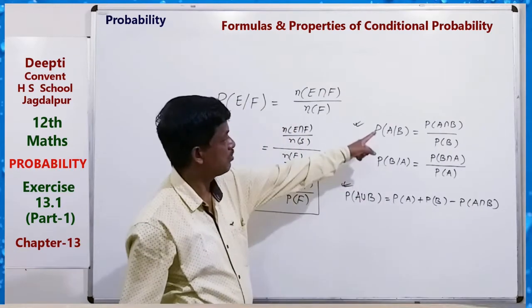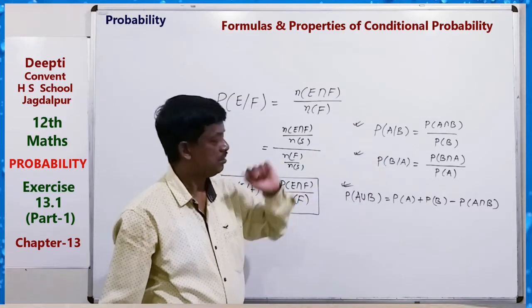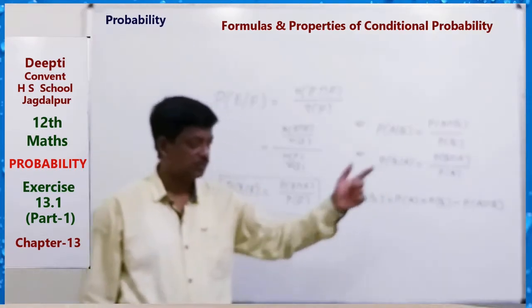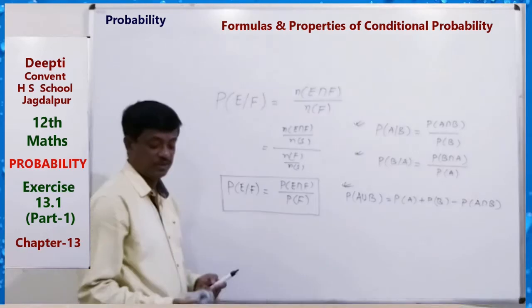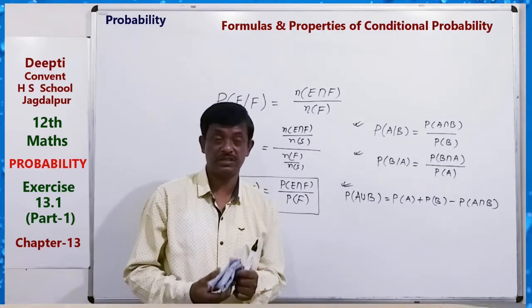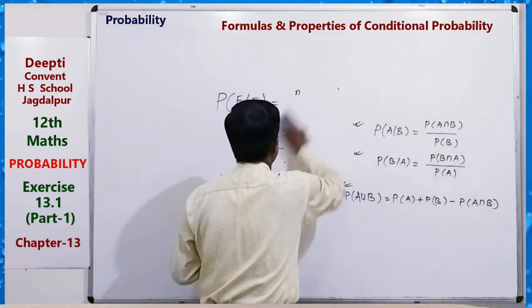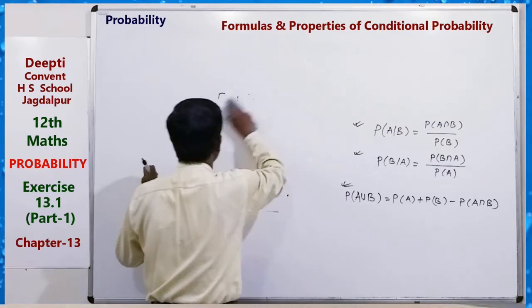This one is for conditional probability, and this is the addition theorem. These formulas can be used for solving the questions in exercise 13.1. Also, remember the basic idea of conditional probability: what is conditional probability? Now here are some properties of this. Some properties are there also.